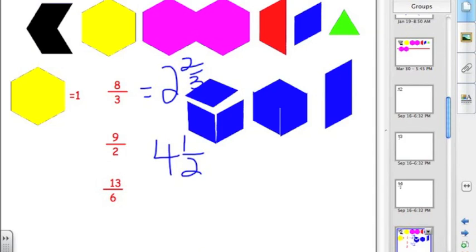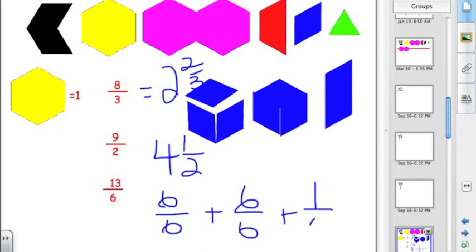If I have 13 sixths, how many sixths do I need to make 1 whole? 6 of them. It's kind of almost like a trick question, right? So I need 6 of them. How many times can I take out 6 of them and make a whole? Twice, right? Because I really have 6 over 6 plus another 6 over 6 plus 1 more over 6. And so I have 2 and 1 sixth.